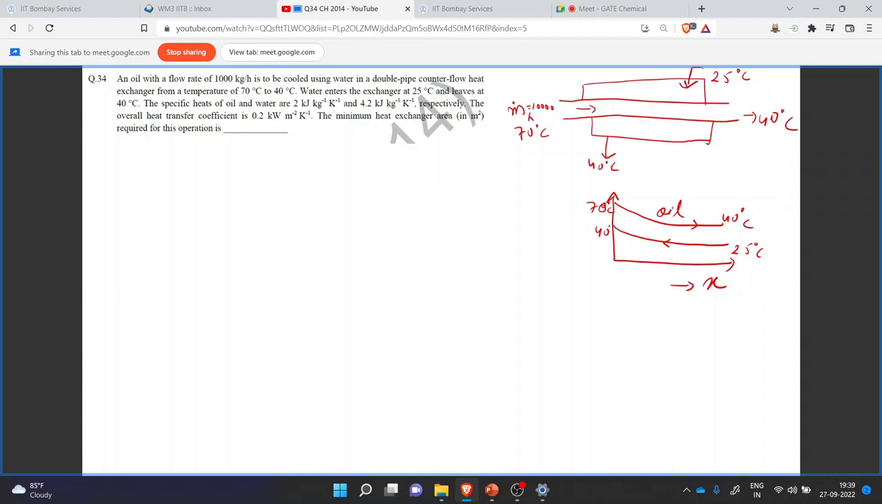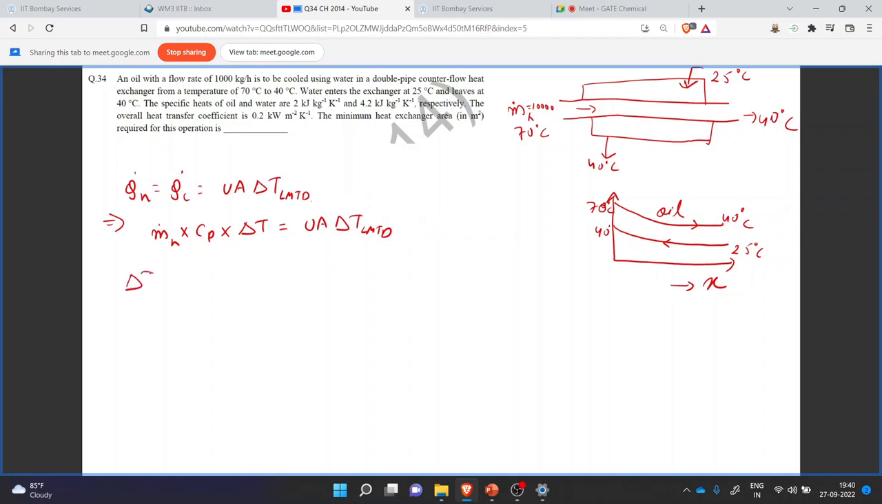We can write the energy balance for this double pipe heat exchanger and it will be Q dot H is equal to Q dot C is equal to UA delta T LMTD. Let's just write this heat balance for the hot fluid, that is oil. So it will be m dot H into Cp delta T equals UA delta T LMTD.